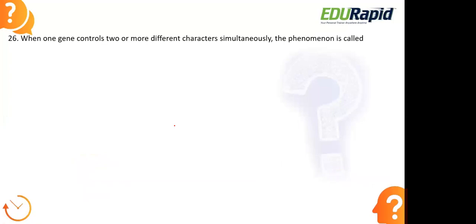Moving to the next question. When one gene controls two or more different characters simultaneously, the phenomenon is called: apomixis, pleiotropy, polyploidy, polyteny.